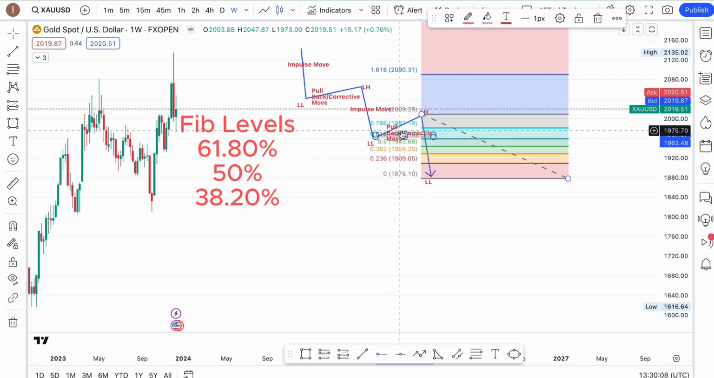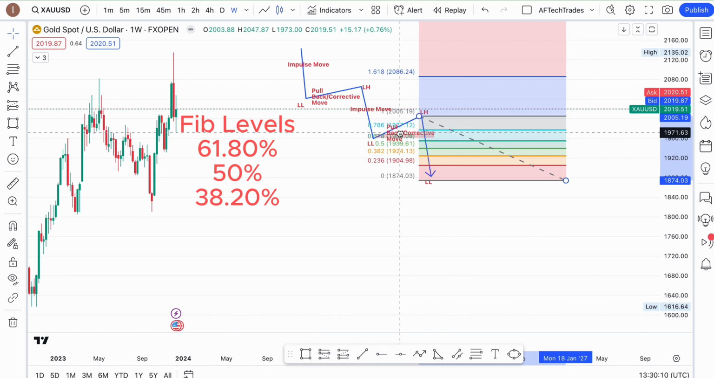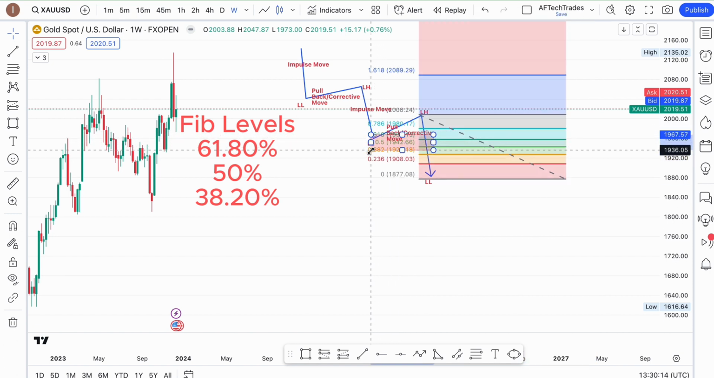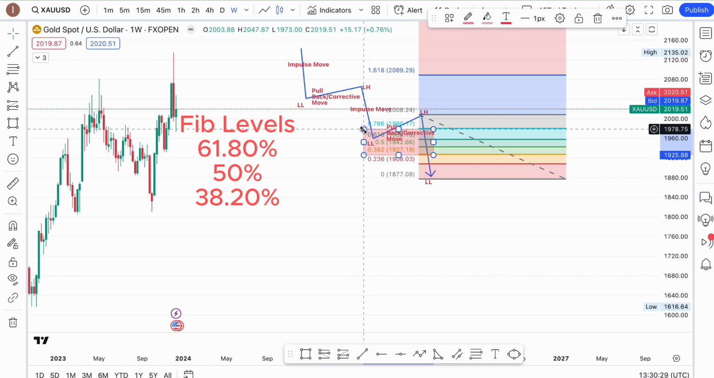So your 38 level to your 61 level. So these are your levels. Once price reaches any of these levels, you will then look for a candlestick price action and a trend change confirmation before taking a sell.